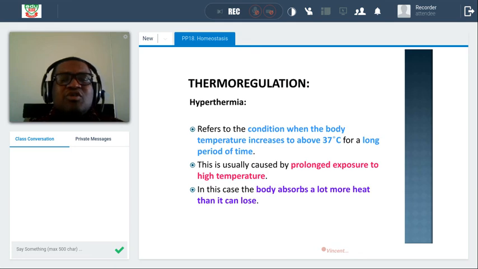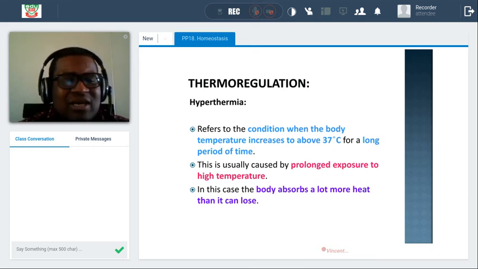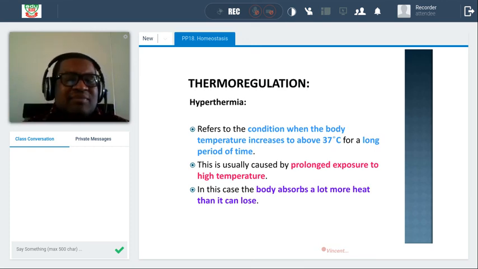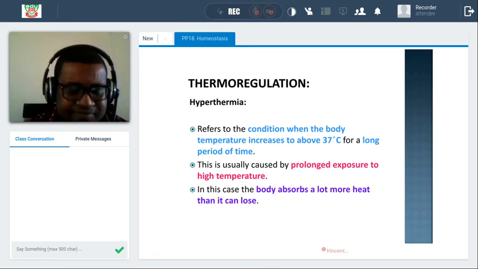Hyperthermia refers to the condition when the body temperature increases above 37 for a long period of time. This is usually caused by prolonged exposure to high temperature. So in this case, the body absorbs a lot more heat than it can lose.